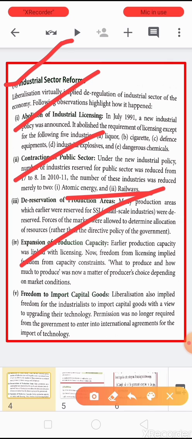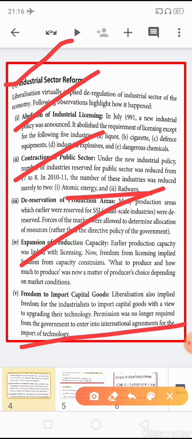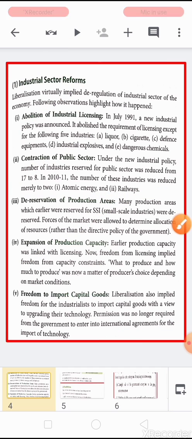Next is freedom of import of capital goods. As I just said earlier, there was a restriction that we could not import or export any goods from foreign countries, or export to the desired level. Now all the restrictions were abolished, and liberalization also implied freedom for the industries to import capital goods with a view to upgrading the technology. Now no permission was required from the government to enter into any international agreements for the import of technology. So, these were the industrial reforms taken in this regard.